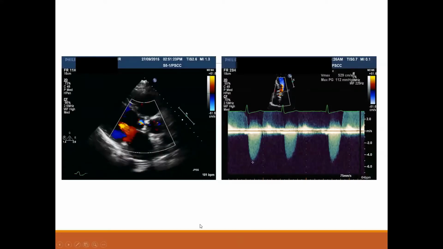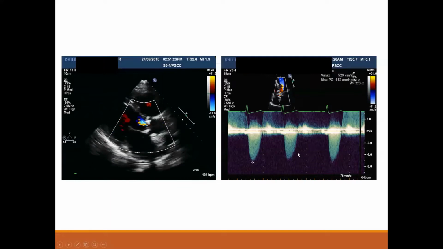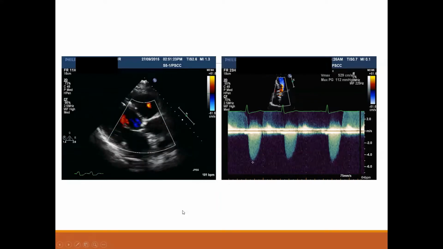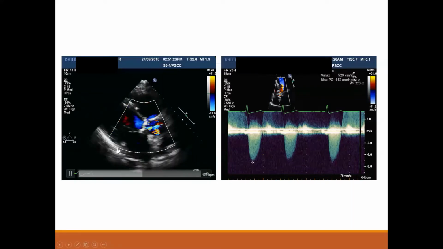Let's take this one here. The image on the left and correspond it to the image on the right. So what do you see here? Okay, this is a 4-chamber view. Okay, go. Whoever is ready can take it.